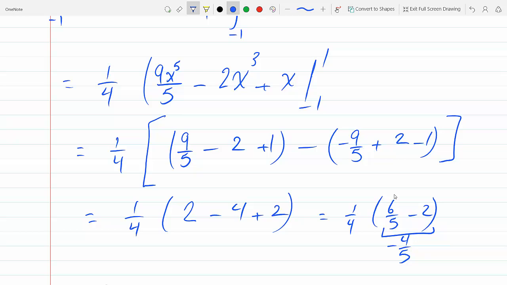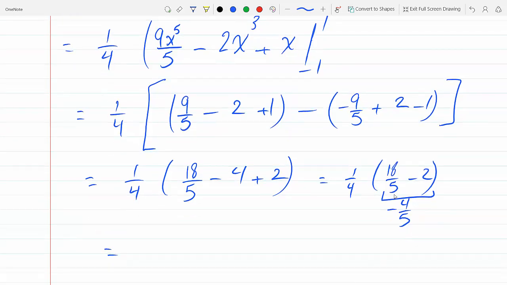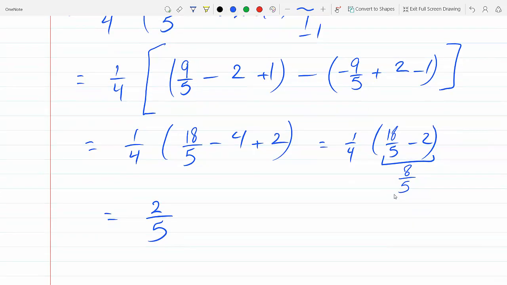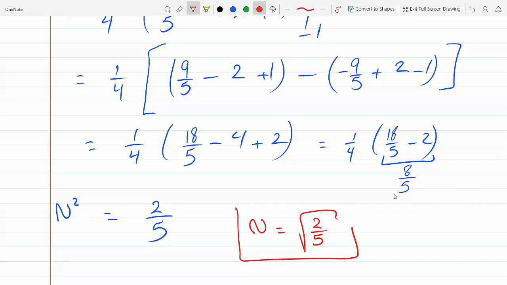Oh, 18 fifths. So this is 18 fifths minus 2. This is just 8 fifths times 1/4, which will get us 2 fifths. Yeah, so 2 fifths. Now it makes sense. It's a positive answer. So this is n squared. That tells me that the normalization is just the square root of 2 over 5. So this is the normalization, yeah? This is the norm of the function.